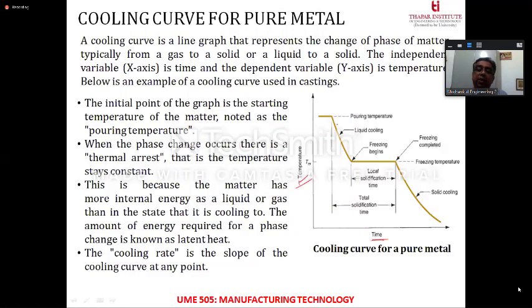The initial point of the graph is called the pouring temperature, and this part is called the freezing process, where the liquid, as it cools down, starts to lose its heat and starts to convert into solid. Now this is what is called the stabilization zone, or the freezing temperature, or the melting temperature, TM.